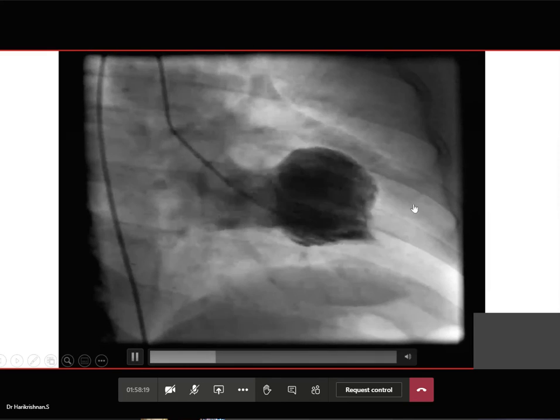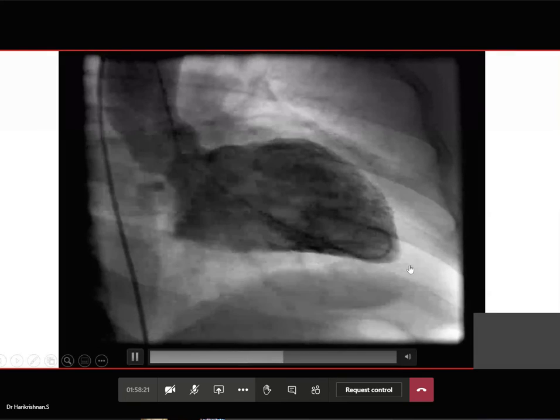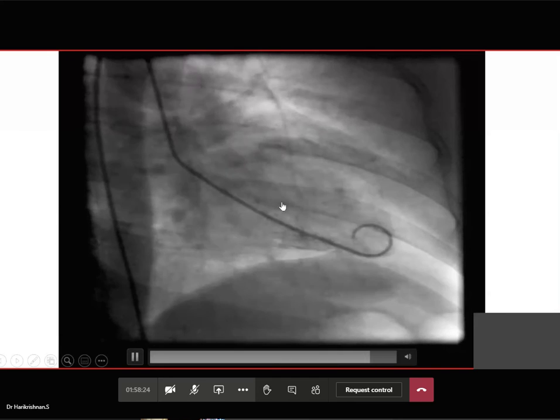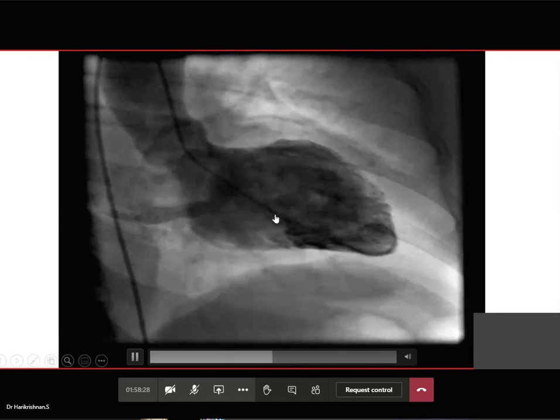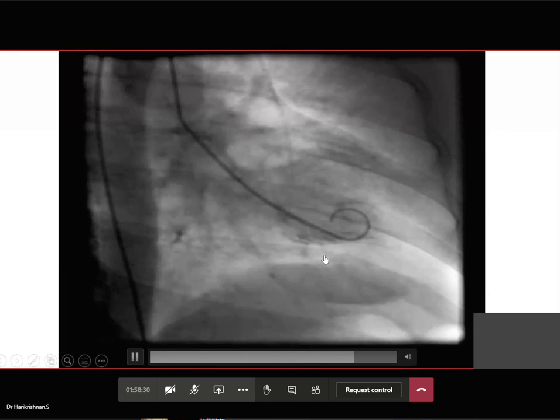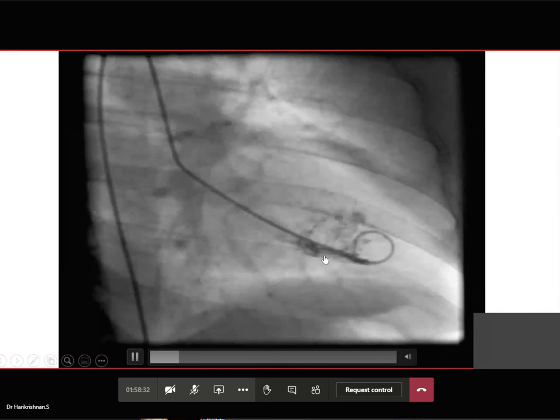So this is actually a Takotsubo which is recovering. Usually the Takotsubo starts recovering from the apex down towards the mid part. We did this angiogram 2 weeks later in the phase. So this is the Takotsubo, a recovering Takotsubo.